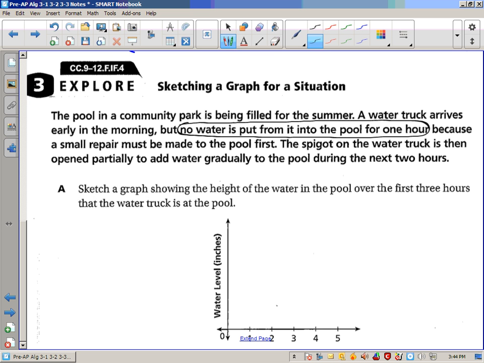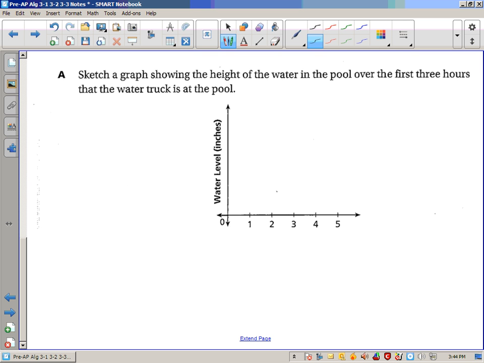So, how do you think that would make it look on the line graph? If there's no water being put in for an hour, we have nothing on the graph until hour 1. So you can either leave it blank, or you can fill it in that it's still at the level of the horizontal axis. And we should probably label this horizontal axis. It's time in hours.